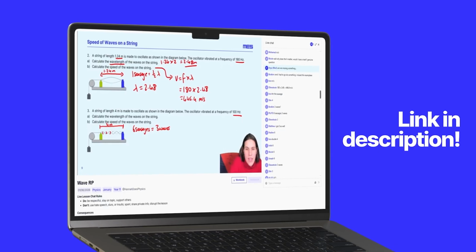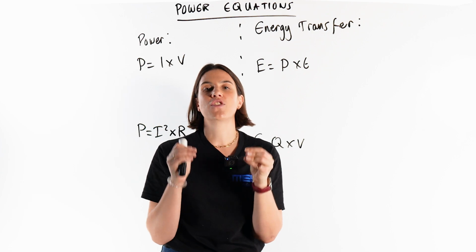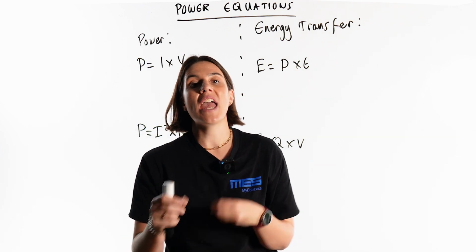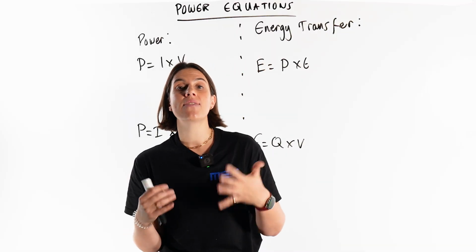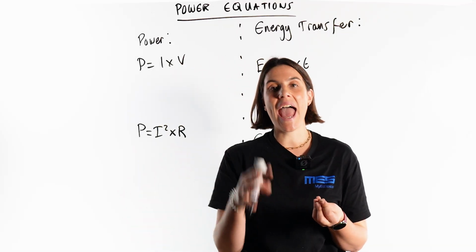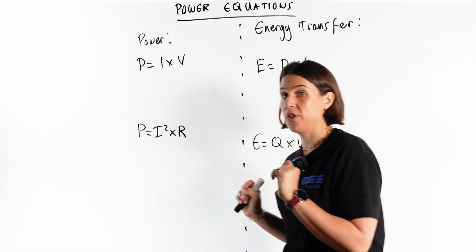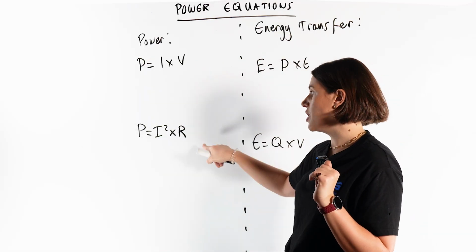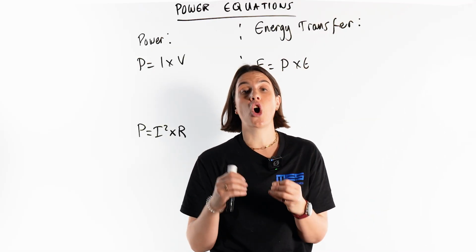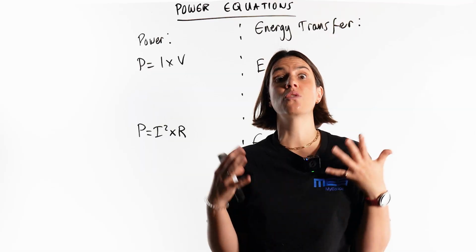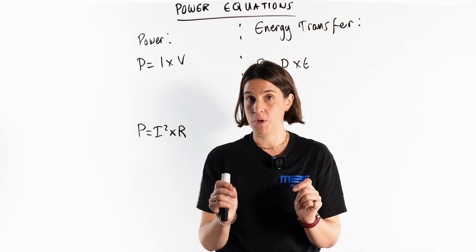So let's get straight into this. Now, power is the energy transferred every second. So if I say that an object is more powerful, I mean that it transfers more energy every second. You'll notice, however, that there are two equations for how we can calculate the power of a device that's got current running through it, so an electrical device. And how do you know which one to use? I'm going to help you with that.